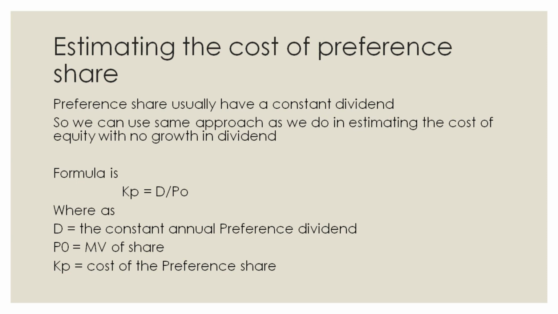So let's begin. The formula for calculating the cost of preference shares will be Kp equal to D divided by P0, where D is the constant annual preference dividend, P0 equals the market value of the share, and Kp equals the cost of the preference shares. You have to learn this formula.